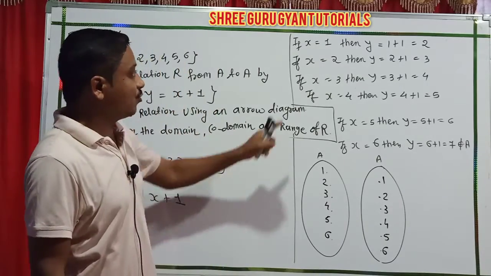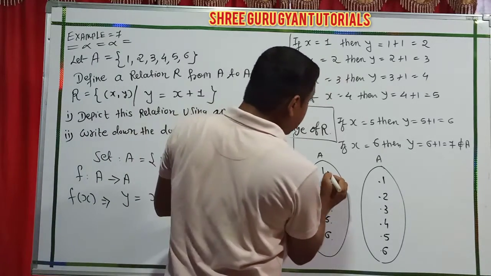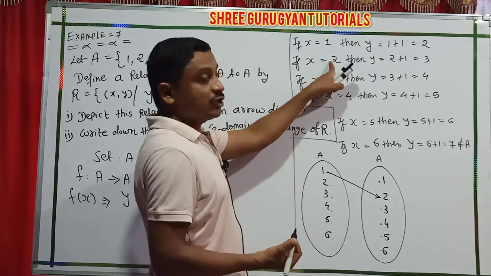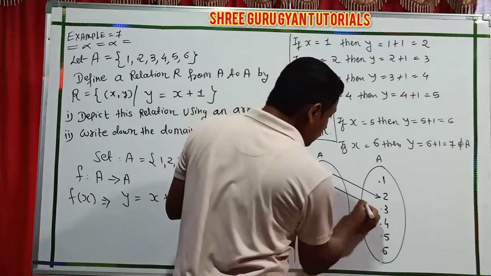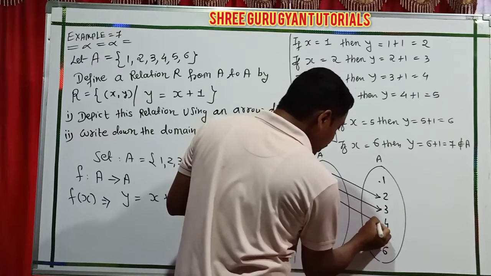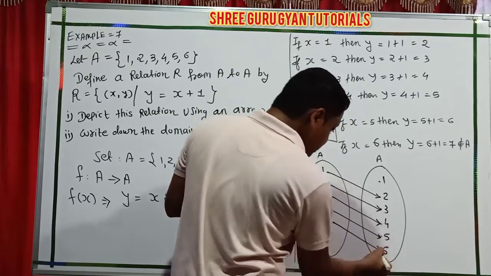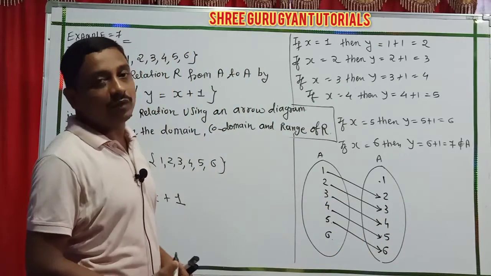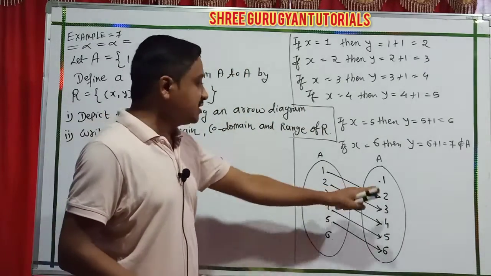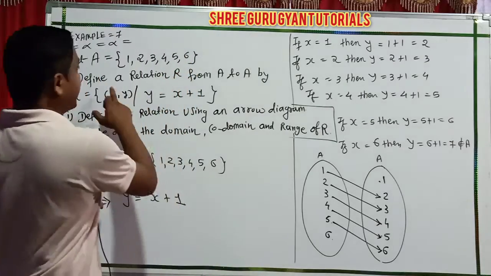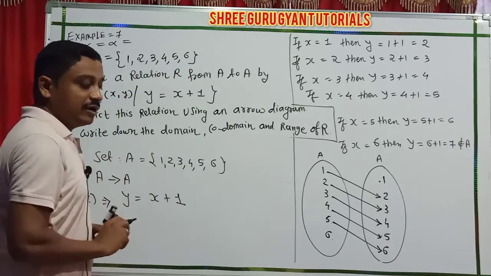Now check. If you put 1, then you get 2. So 1 to 2 is a relation here, students. If you take 2, then you get 3. So here 2 to 3 is a relation, 3 to 4, 4 to 5 and 5 to 6. But 6 does not apply in that value. So here only these relations are ready. So students, your first answer is to define relation R from A to A.